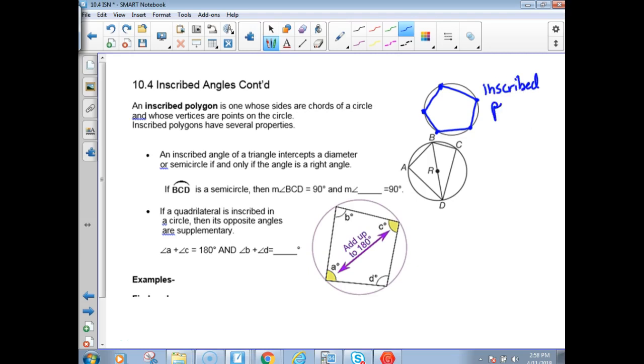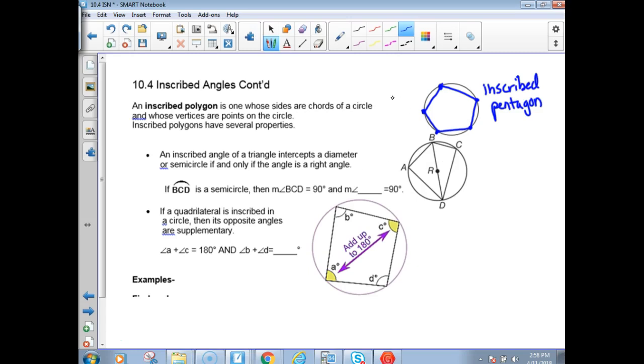Why is it a pentagon? Because back in chapter 6, we learned that a 5-sided figure was called a pentagon. I just made that up to show you how you could make an inscribed polygon really easily. Now that one doesn't have any special properties, so here's the ones we really want to know about. If you have an inscribed triangle and it intercepts the diameter of the circle, then it has to have a right angle. And the converse is also true. An inscribed angle of a triangle intercepts the diameter or semicircle only if it's a right angle.